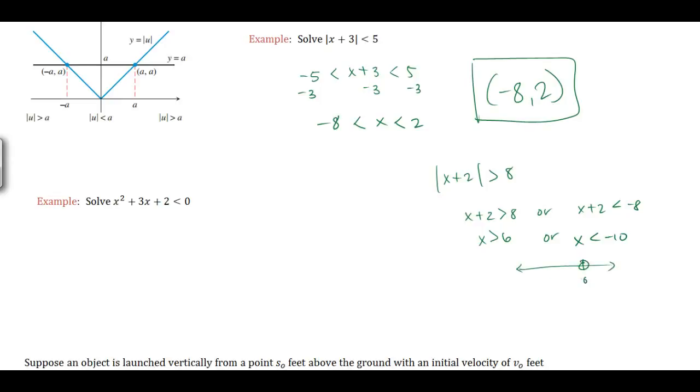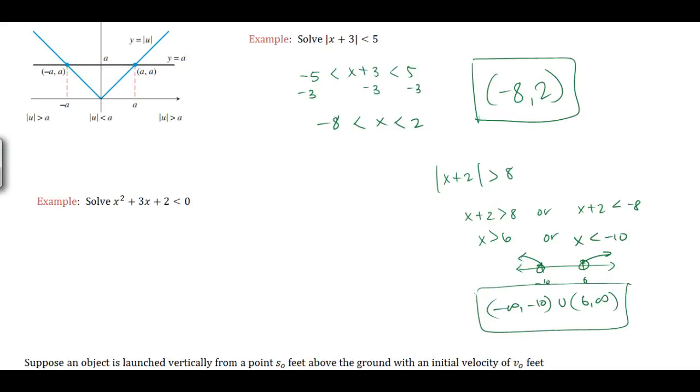Here's 6, everybody bigger than 6, and less than negative 10. Here's negative 10, everybody less than that. So negative infinity to negative 10, or the answers would be in the region 6 to infinity. And there is an "or" problem. So 2 types of answers.